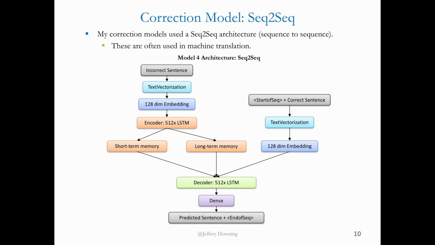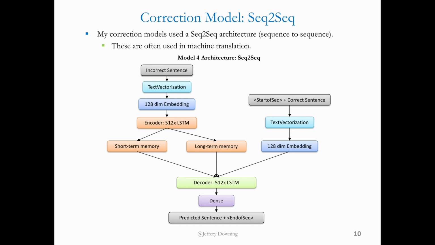And on the decoder side, we have our correct sentence. We add a start of sentence sequence token to the front of it that is run into the text vectorization layer where it's tokenized, and then run into a 128 dimensional embedding. And then that, along with the short and long-term memory cells, get passed into the decoder, which also features 512 LSTM nodes.